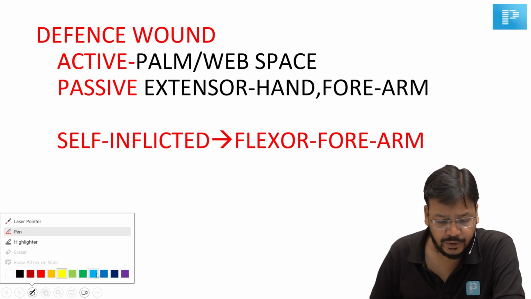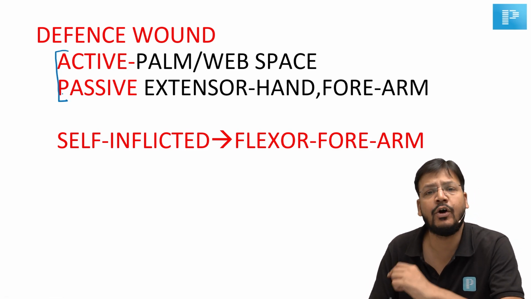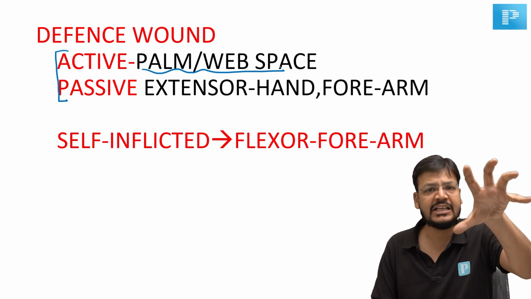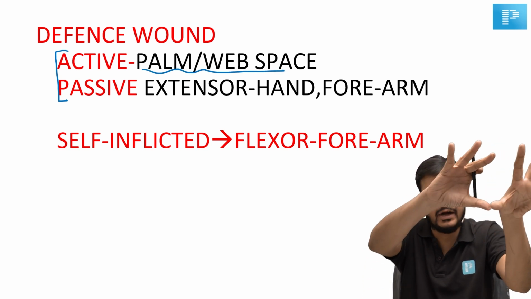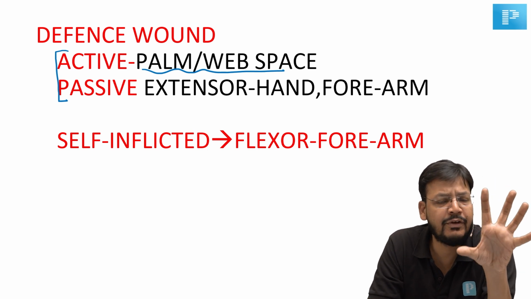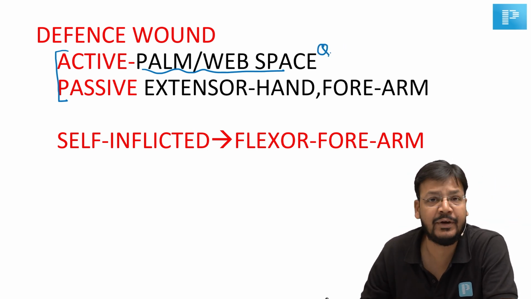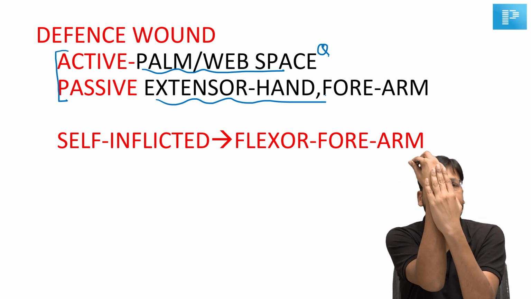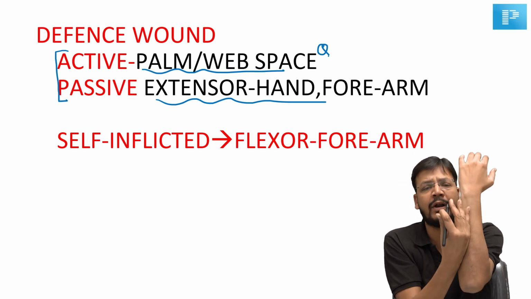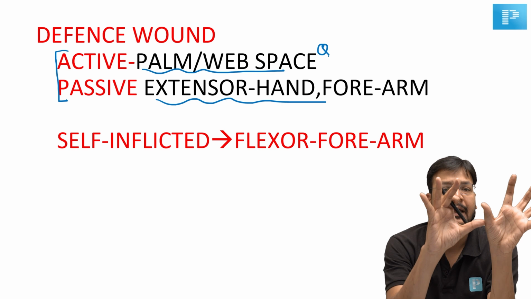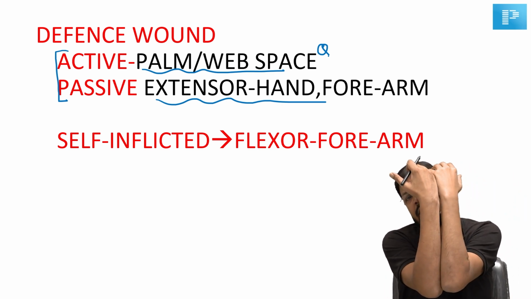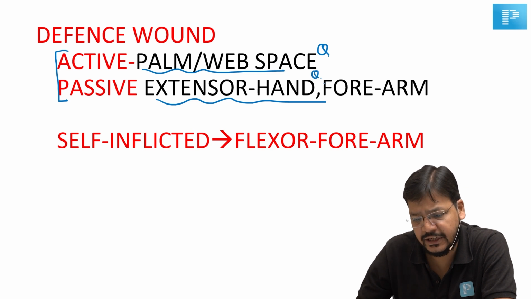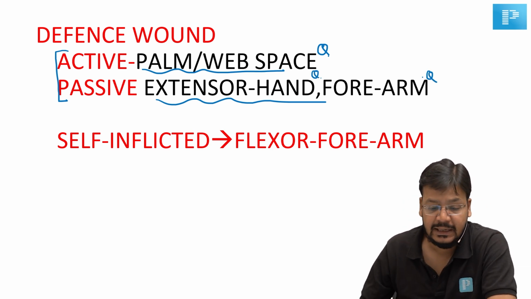Friends, defense wound. Defense wound can be of two types, active and passive. Active, when you grasp the weapon, you are defending your body and you grasp the weapon. So active defense wounds are common on the palm and web surface. Passive defense wound, when you defend like this, is on the extensor surface of hand and forearm.